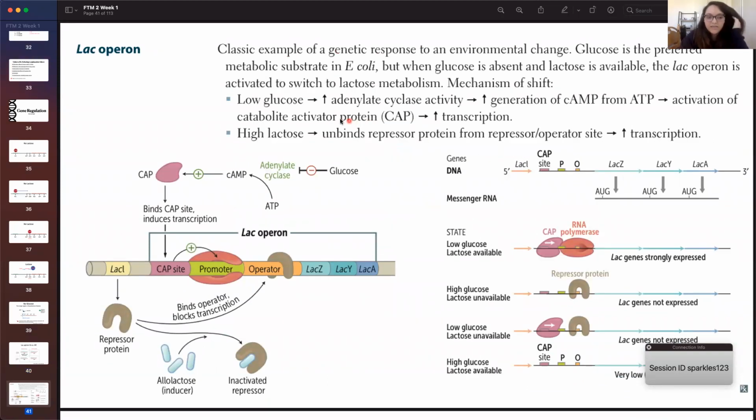Okay, and then again, this is just a First Aid slide that goes into this again. Low glucose means increased adenylate cyclase, which increases your cyclic AMP, and that activates your CAP, and it's going to increase transcription of your lac operon. And then when you have high lactose, it unbinds the repressor protein from the operator site, and that's your allolactose doing that binding. And that is also going to increase transcription. So you need both of these parts to be present in order to actually transcribe a functional lac operon.